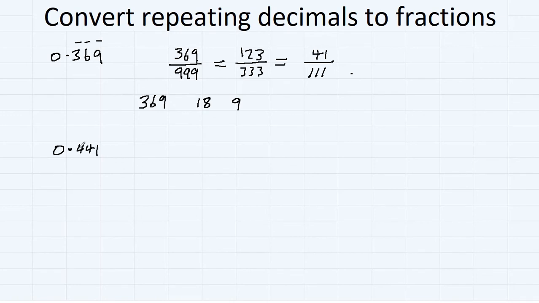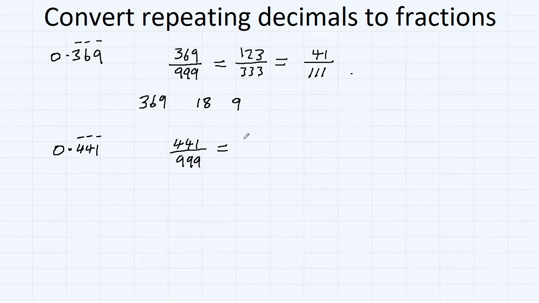So if we have, say, 0.441, and that's recurring, then that becomes 441 over 999. Now, can we simplify that? Well, we know we can only divide the bottom by 3. But can we divide the top by 3? 4 plus 4 plus 1 is 9, so you know that that is going to be divisible by 3.